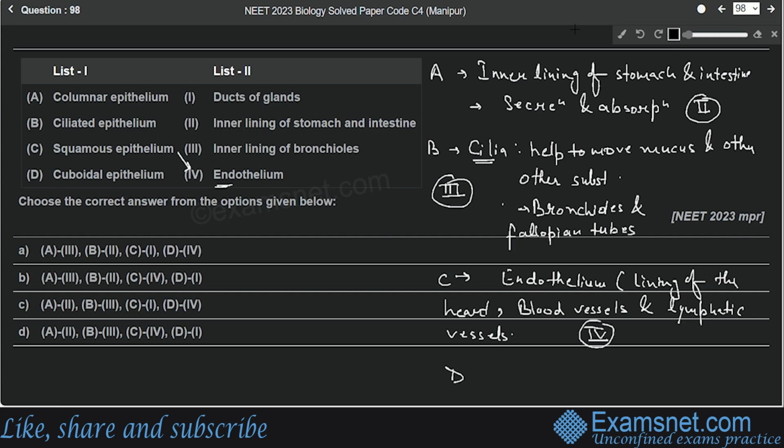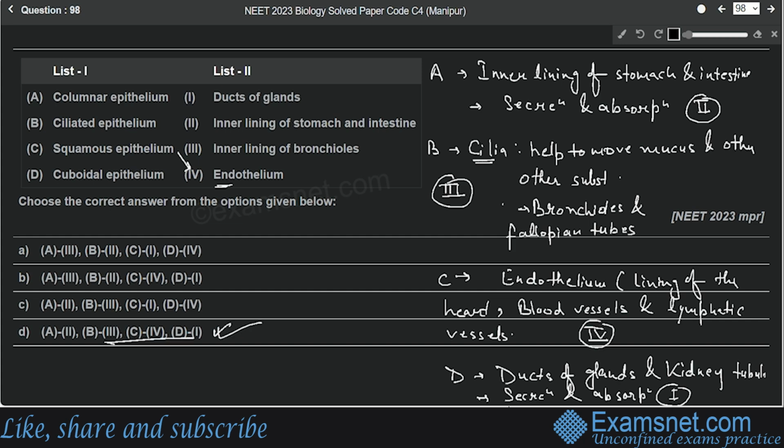Then the last one is cuboidal epithelium. So again, from the name we can assume that these cells are cube-like. Okay, these are cube-shaped cells, and these are most commonly found in the ducts of glands and kidney tubules, where they help in secretion and absorption. So the correct match for D will be number 1, ducts of glands. So which will be the correct answer? Option D will be the correct answer.